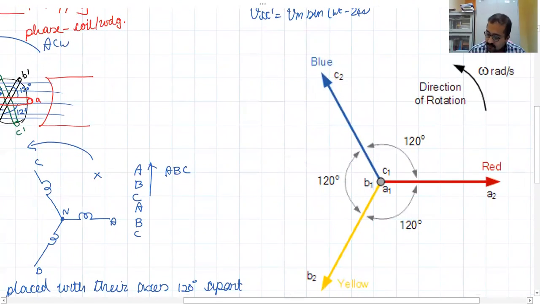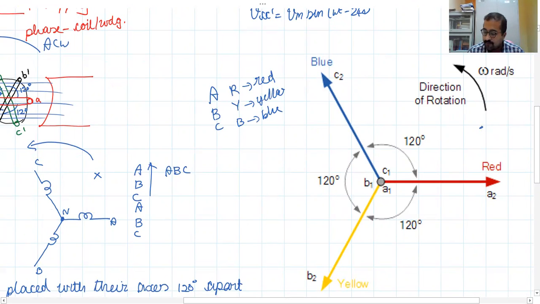So this is the phase A. ABC is also called RYB. R stands for red, Y for yellow, and B for blue. If you take a reference point here, first the red phase will come, then after 120 degrees the yellow phase will reach the reference point, and after another 120 degrees the blue phase will reach it. Is that fine?